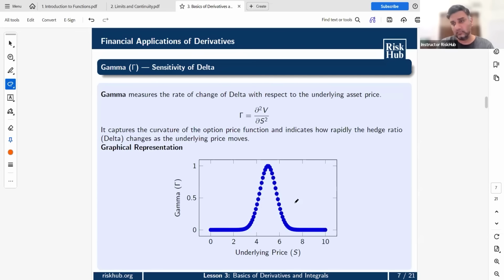High gamma means delta changes very quickly. Gamma becomes very high near the ATM option, I told you, right? So that is what I explained. Now here we are getting into the same thing again. We are trying to convey to you that gamma measures the non-linear risk. Delta assumes linear movement, gamma measures the non-linear risk, gamma calculates the curvature risk. There is a horizontal axis, which is the stock price, and a vertical axis, which is the gamma, right?